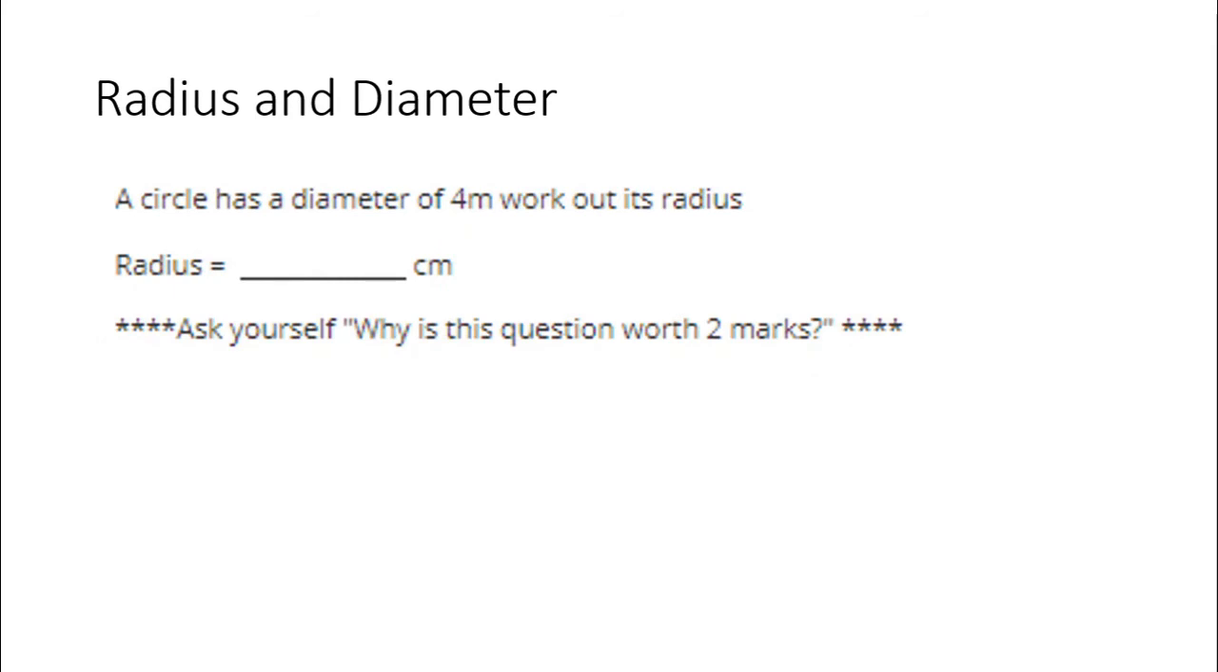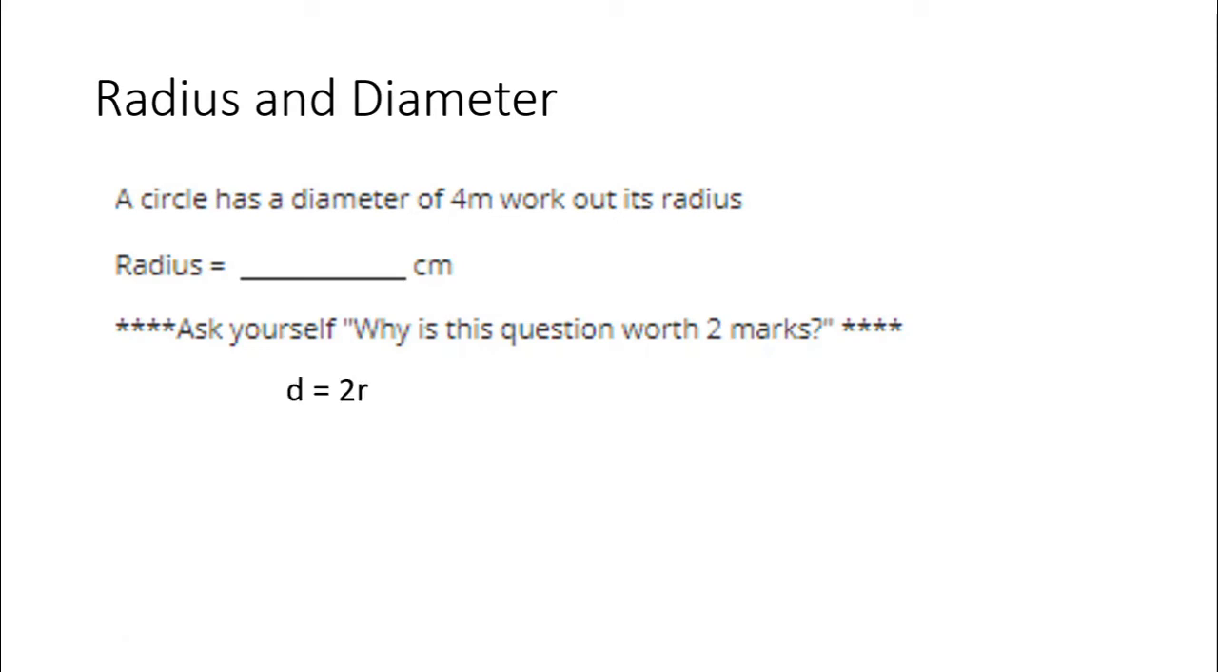Radius and diameter. And notice this big warning I gave you. Why is this question worth 2 marks? A circle has a diameter of 4 meters, work out its radius. And the answer line says in centimeters. So we better work this out in centimeters.